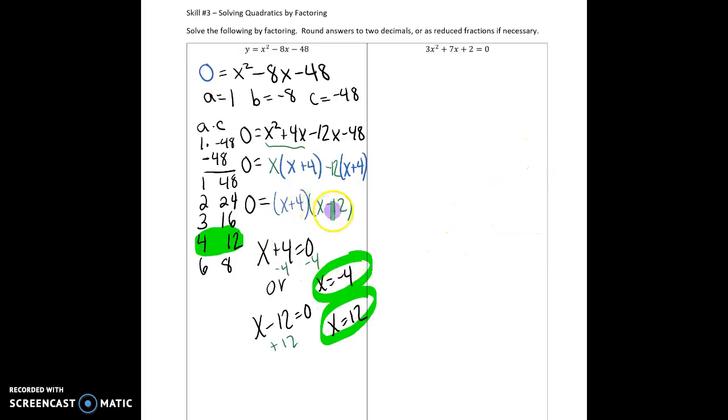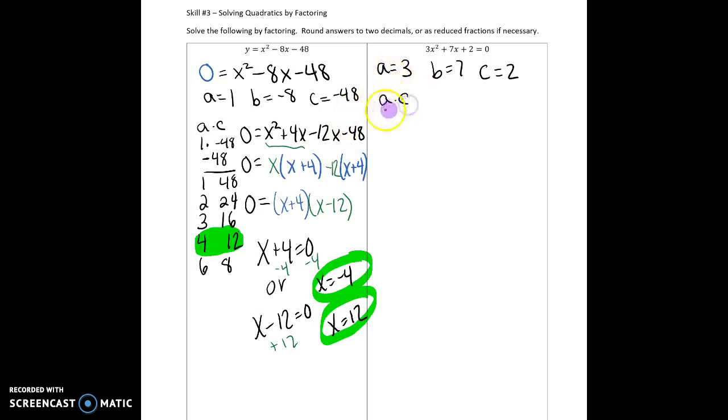So in this case, once you get your factors, we kind of know to flip the signs. That's not always the case though. If we look at our second one here, we have 3x squared plus 7x plus 2 equals 0. This one's already set equal to 0 for us, which is nice. My a is 3, my b is 7, and my c is 2. The reason this one's a little bit harder is because a is not 1.